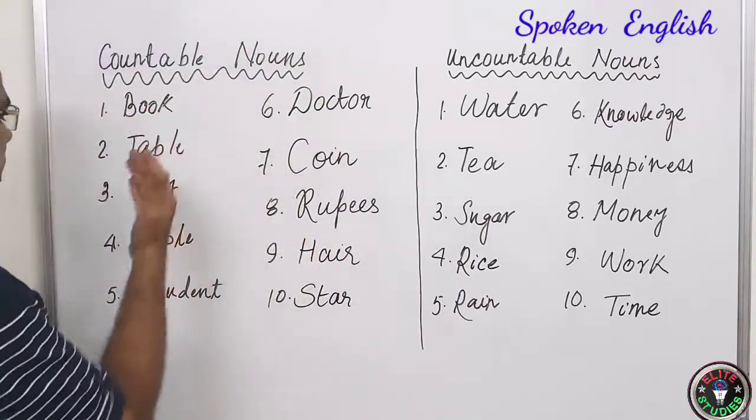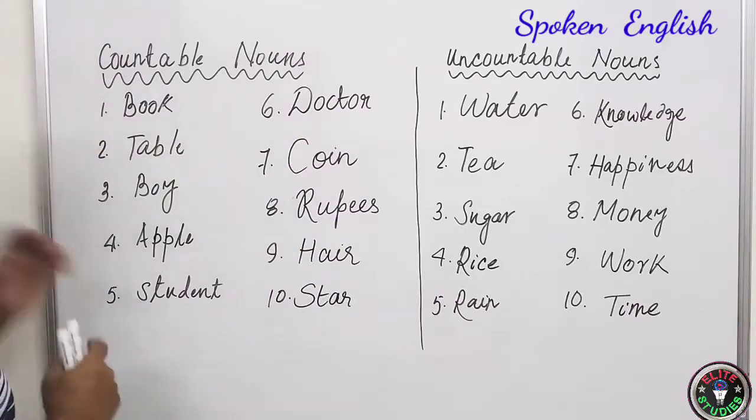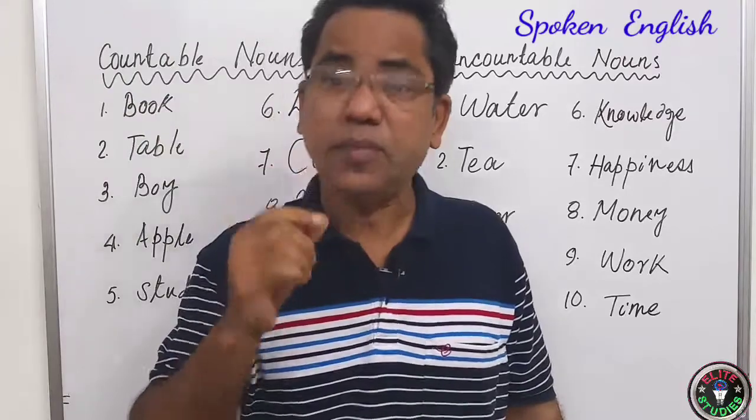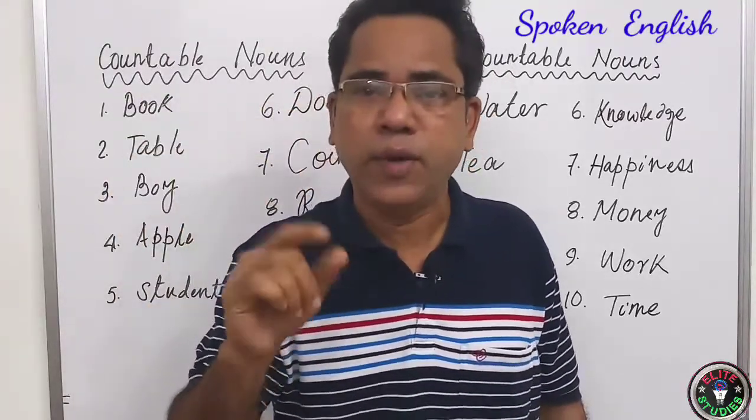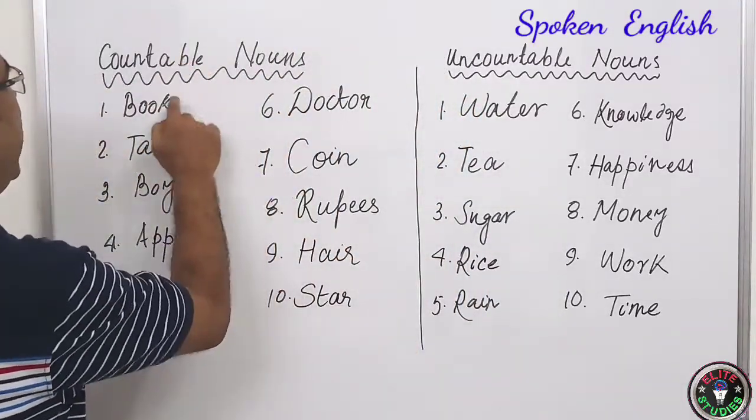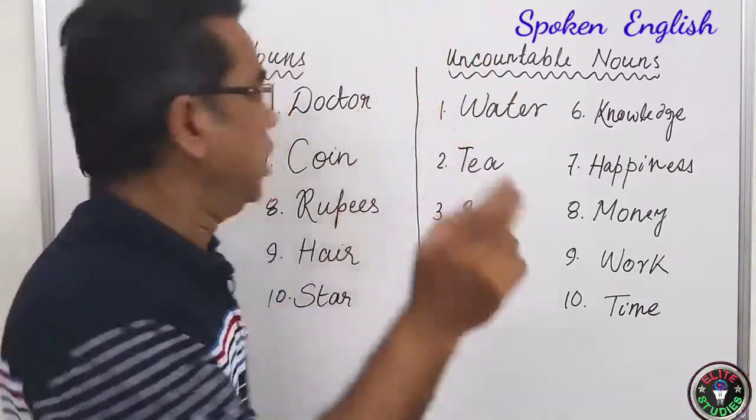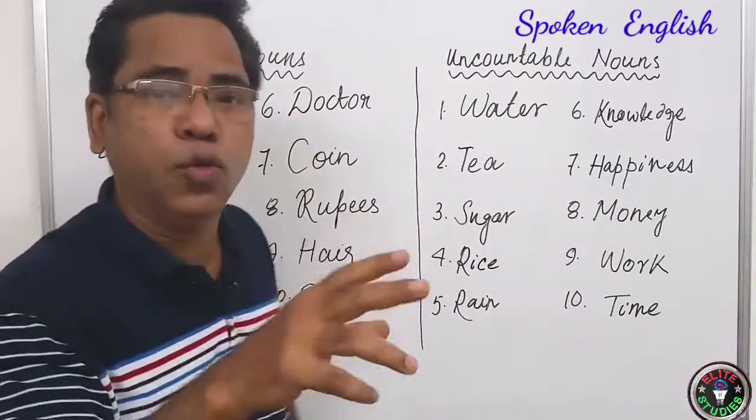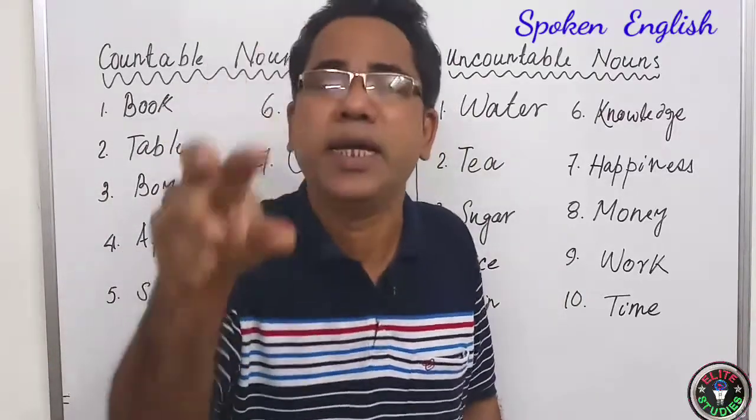Now, what are countable nouns? You see: book, table, boy, apple, student, doctor, coin, rupees, hair, star. Now let us come to book. Book, we can count the number of books: 2 books, 3 books. You can add s also. For each and every countable noun you will have this. You can add s to make it a plural. I told you singular and plural. So countable nouns are those which can be counted, and you can use the singular form as well as the plural form. To use the plural form, we use s, es.